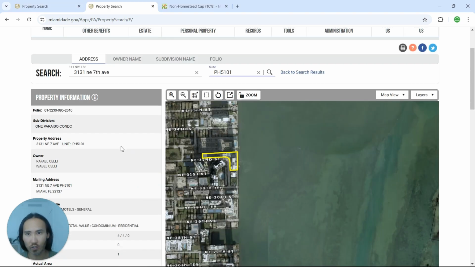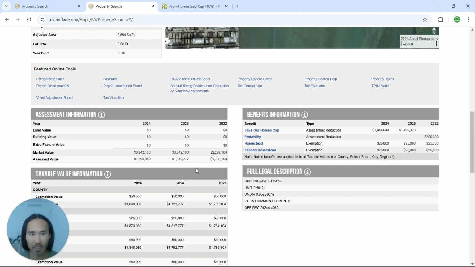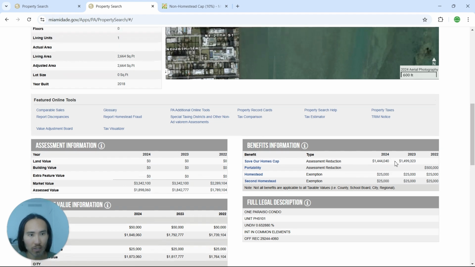So you see here another unit in the same building, and you see here the dramatic difference. This one has the homestead exemptions, which lower the assessed value by $25,000 and another $25,000 for a second homestead. That's small when you're talking about multi-million-dollar properties.